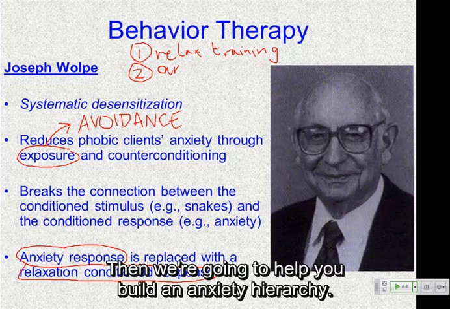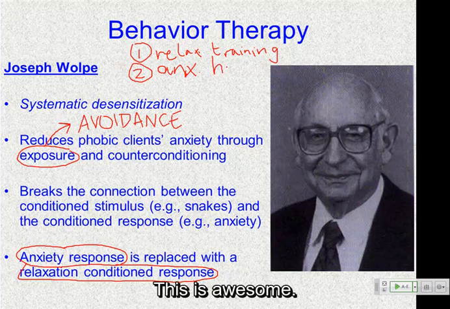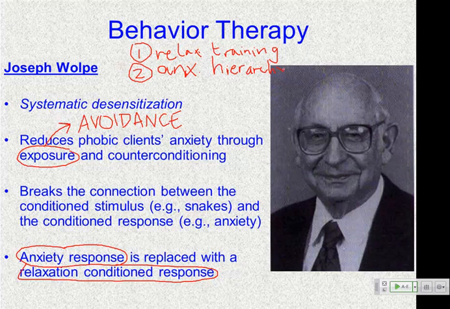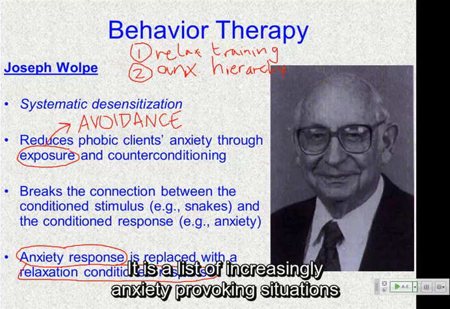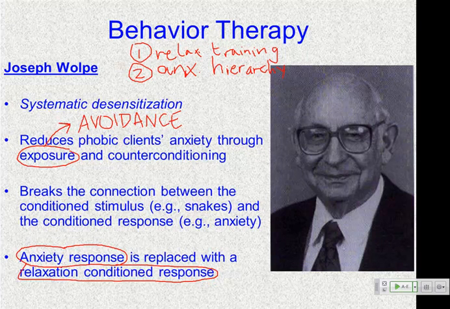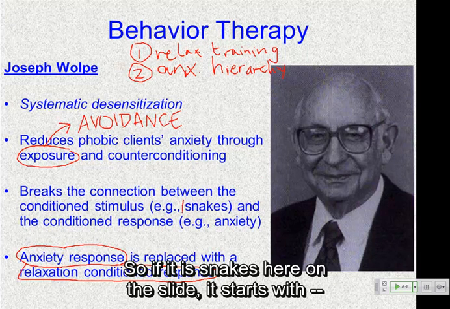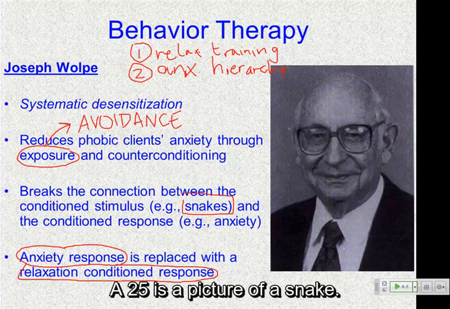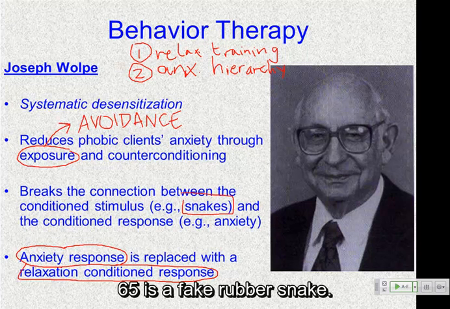Then he's going to help you build an anxiety hierarchy. This is awesome, and I'll show you an example of this in a bit on PsychPortal. What's the anxiety hierarchy? It is a list of increasingly anxiety-provoking situations related to your feared stimulus. Okay? So if it is snakes here on the slide, it starts with at a level of, let's say, 0 to 100. A 10 is reading the word snakes. A 25 is a picture of a snake. A 45 is a video of a snake. A 65 is a fake rubber snake. A 75 is a real snake in a cage.